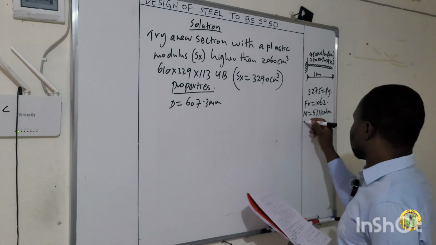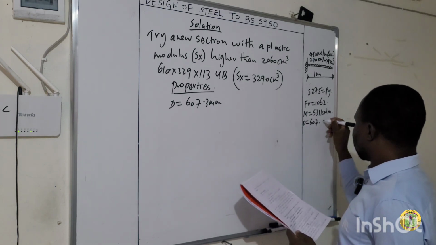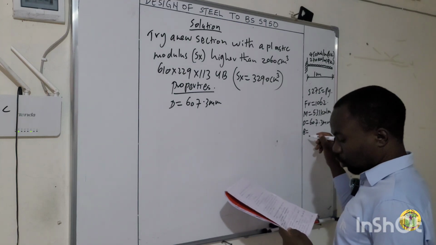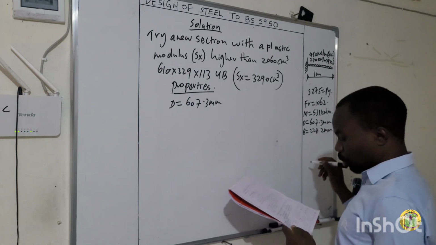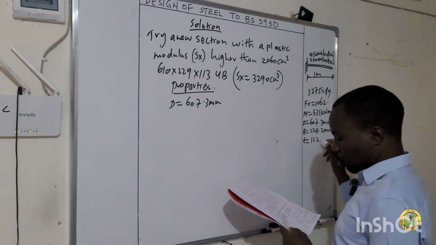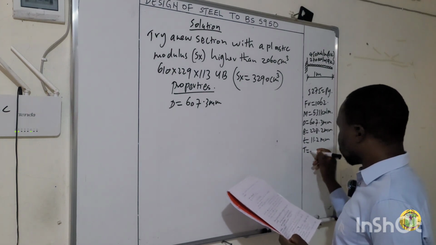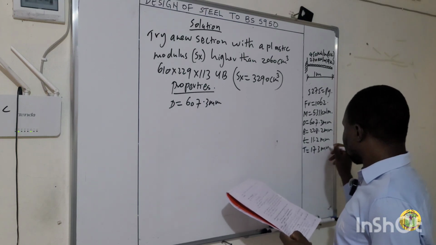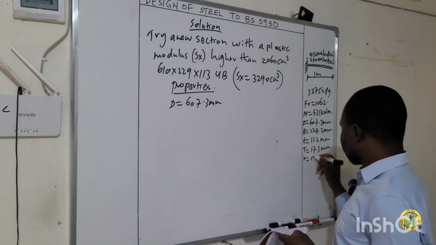So D is equal to 607.3 millimeter. B is equal to 228.2 millimeter. T is equal to 11.2 millimeter. T is equal to 17.3 millimeter. R is equal to 12.7.